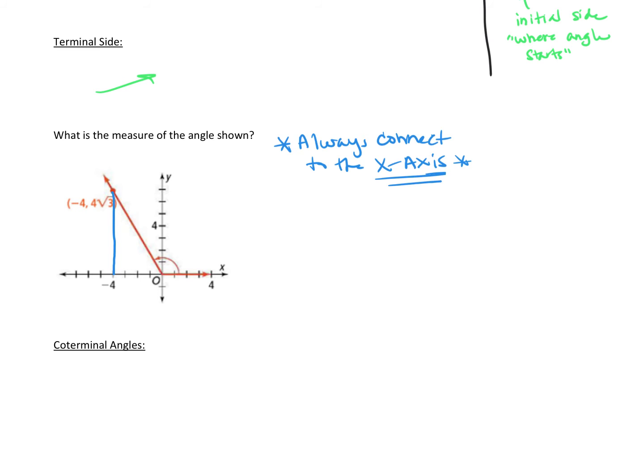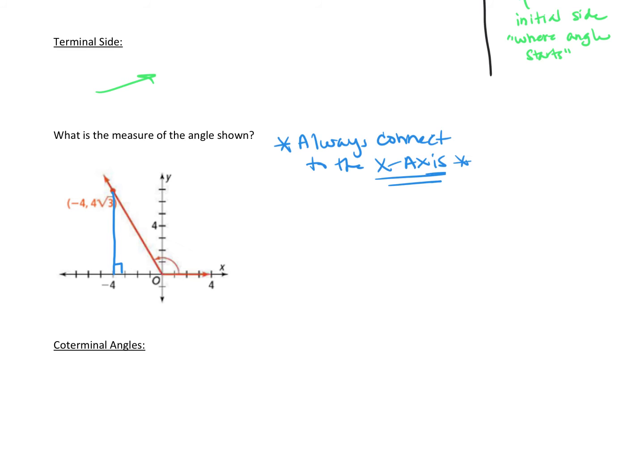There's a couple other things where we connect to the x-axis. It's always, always, always to the x-axis. Have I made my point? Please, please, please. If you're going to draw in a triangle, you connect it to the x-axis. That gives us our right angle.